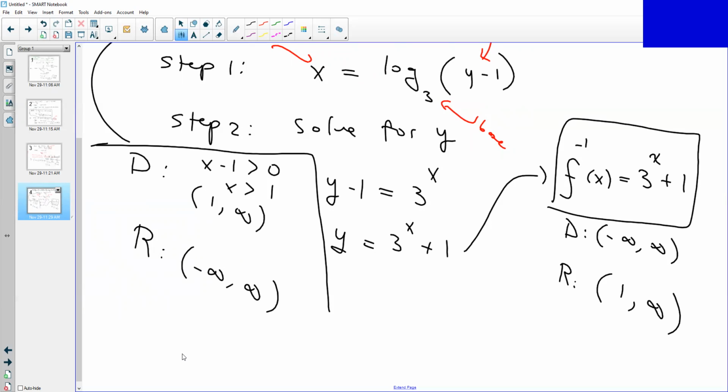Let me give you guys another example for finding the inverse. Any question? Okay.